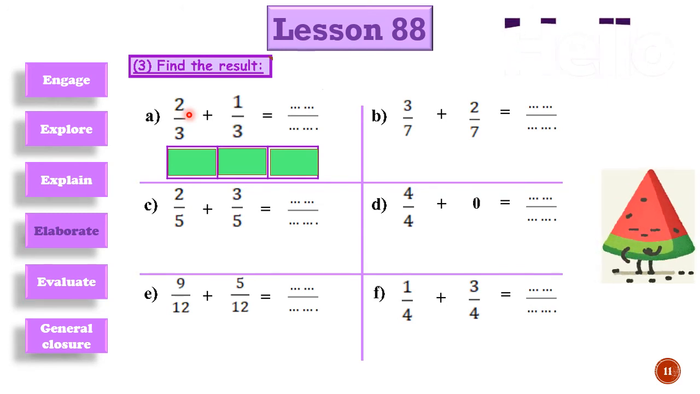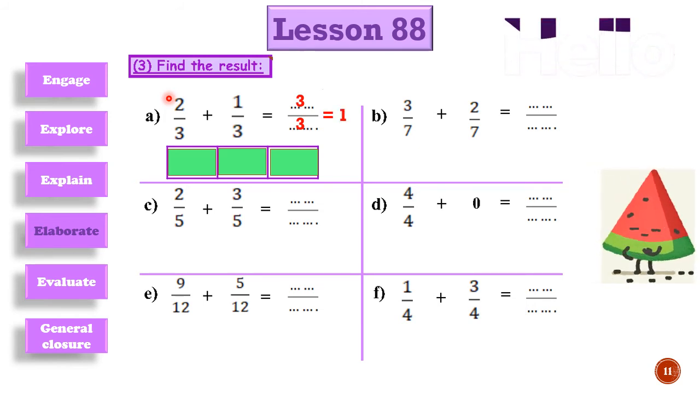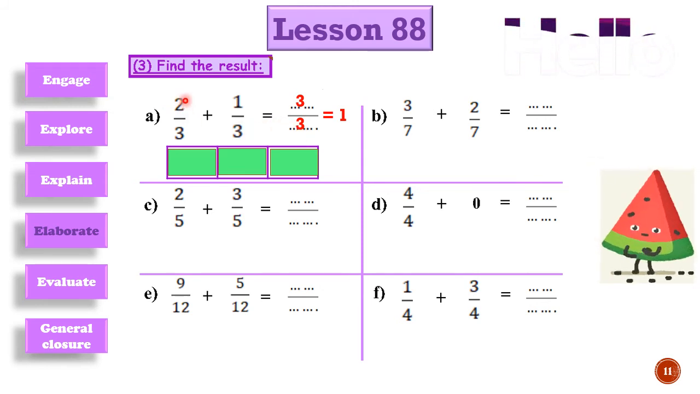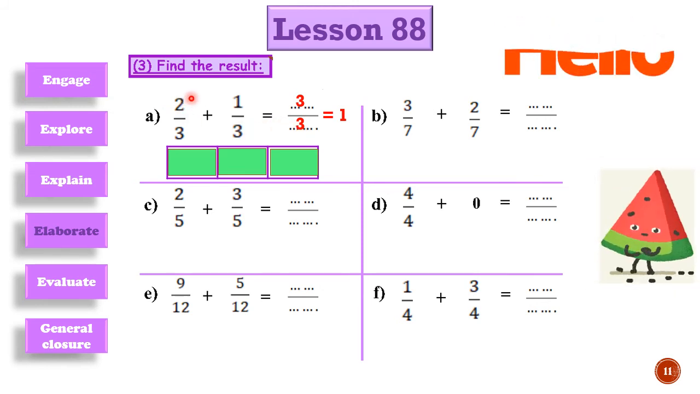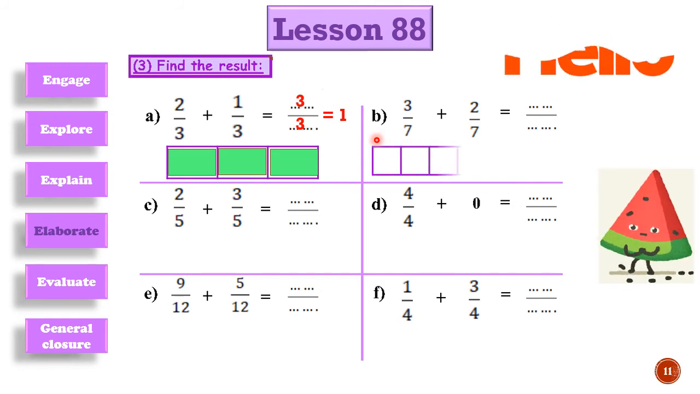Then we have 3/3, which is equal to 1. Another way, we can just put the denominator as it is in the denominator place and just add the numerators. 2 plus 1 equals 3. Good job. Next one, we can represent it like this.